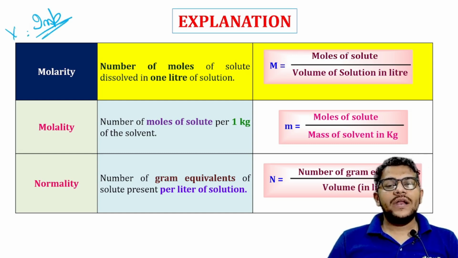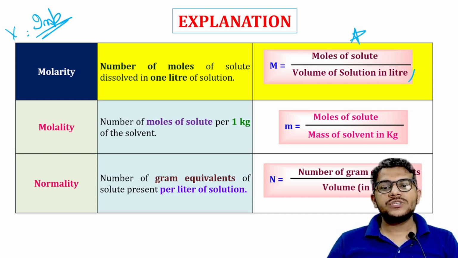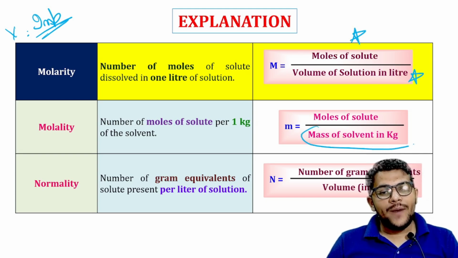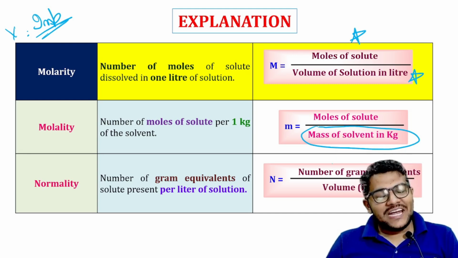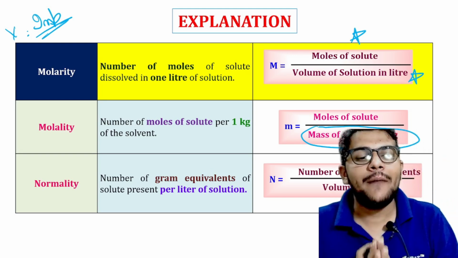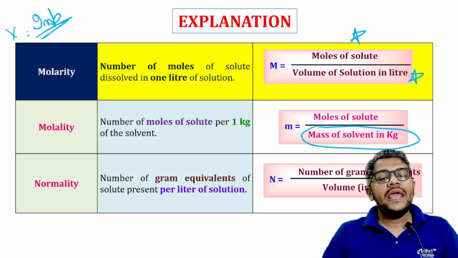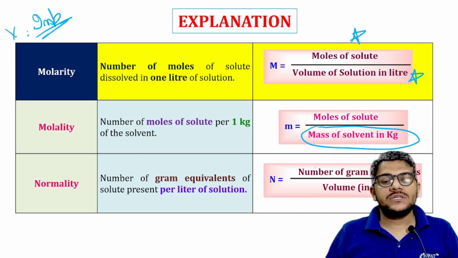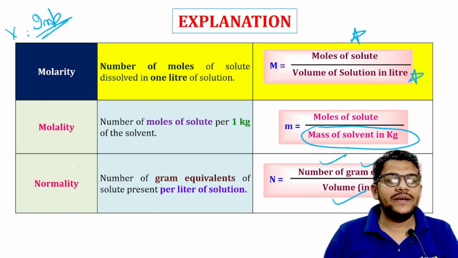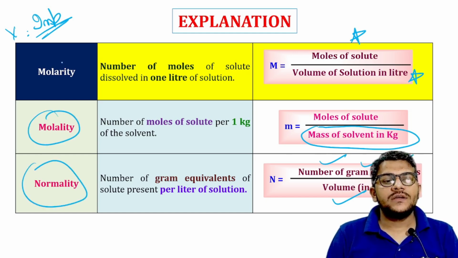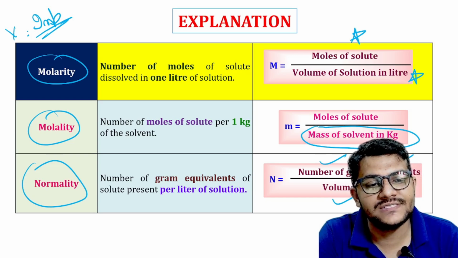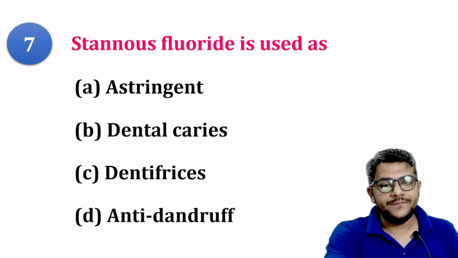What is molarity? Molarity is the moles of solute per volume of the solution in liters. Next, molality, as I told you, is per mass of the solvent in kg. After that, we have normality: basically the number of gram equivalents of the solute present per liter of the solution. That is your normality, that is your molality, and that is your molarity. Molarity is per volume of solution, molality is per mass of solvent in kg, normality is the gram equivalent weight.